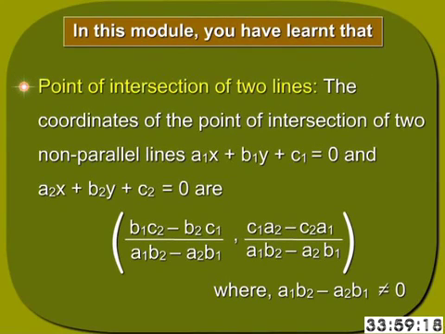Point of intersection of two lines. The coordinates of the point of intersection of two non-parallel lines a1x plus b1y plus c1 equal to 0 and a2x plus b2y plus c2 equal to 0 are (b1 c2 minus b2 c1) upon (a1 b2 minus a2 b1) and (c1 a2 minus c2 a1) upon (a1 b2 minus a2 b1), where a1 b2 minus a2 b1 is not equal to 0.